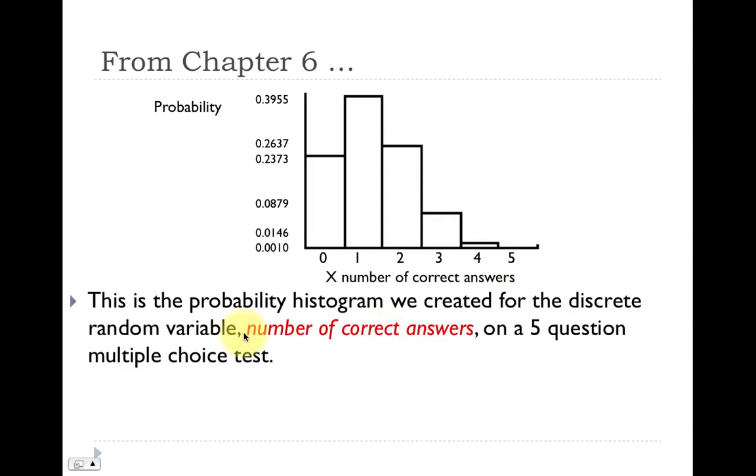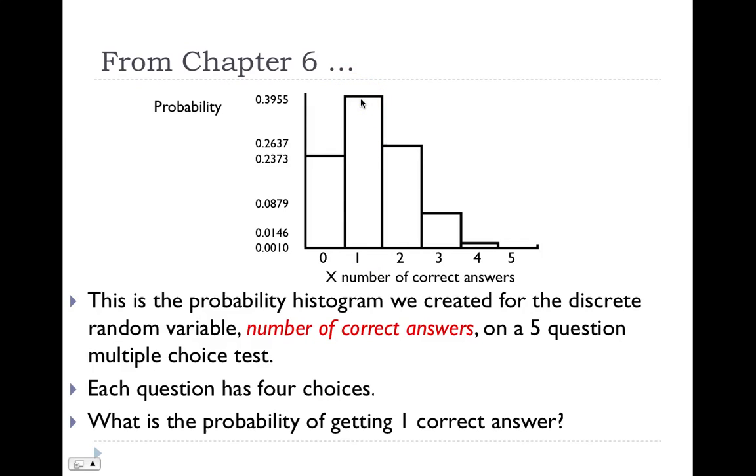The random variable was the number of correct answers on a 5-question multiple choice test. Each question had 4 choices. Do you remember how we arrived at these probabilities? We used the binomial probability formula. The number of trials was 5. The probability of getting a question correct was 1/4 because each question had 4 choices. And the number of successes is basically all the values of x. We did this 6 times: we changed the number of successes to 0 and got this binomial probability, then changed it to 1 and got this binomial probability.